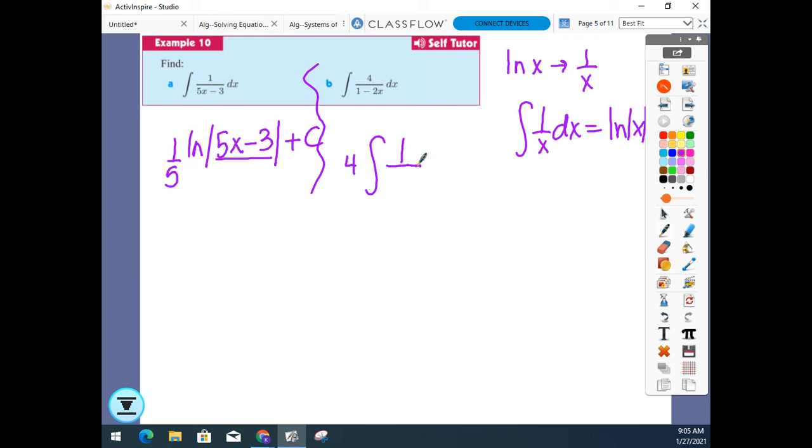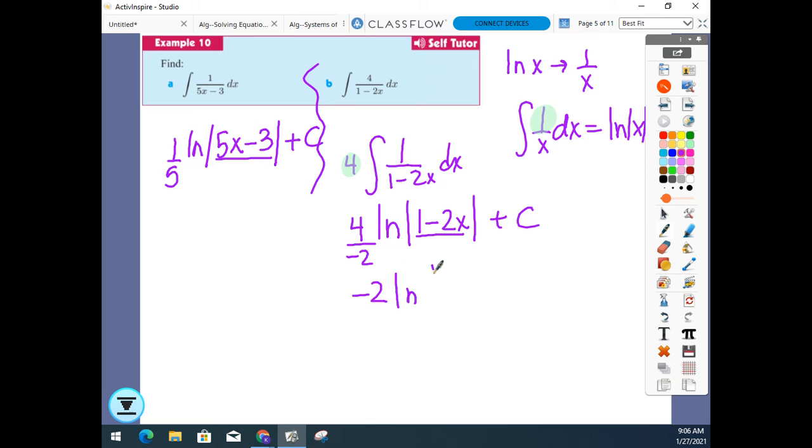Watch this. And this might help make a little bit better sense of this part, because typically we want a 1 on the top. So I can just pull that 4 out and take 4 times the whole thing. So then I bring down my 4. I take ln of the denominator, absolute value, plus c. Then the derivative of the inside is -2. I have to divide that out, but I already have 4 on the outside, so I just divide that 4 by -2. And that's ln.